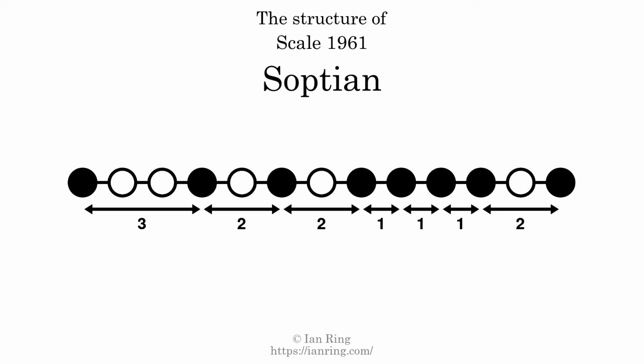The structure of a scale is a description of the interval distance between each successive tone. This scale has a structure of 3-2-2-1-1-1-2.